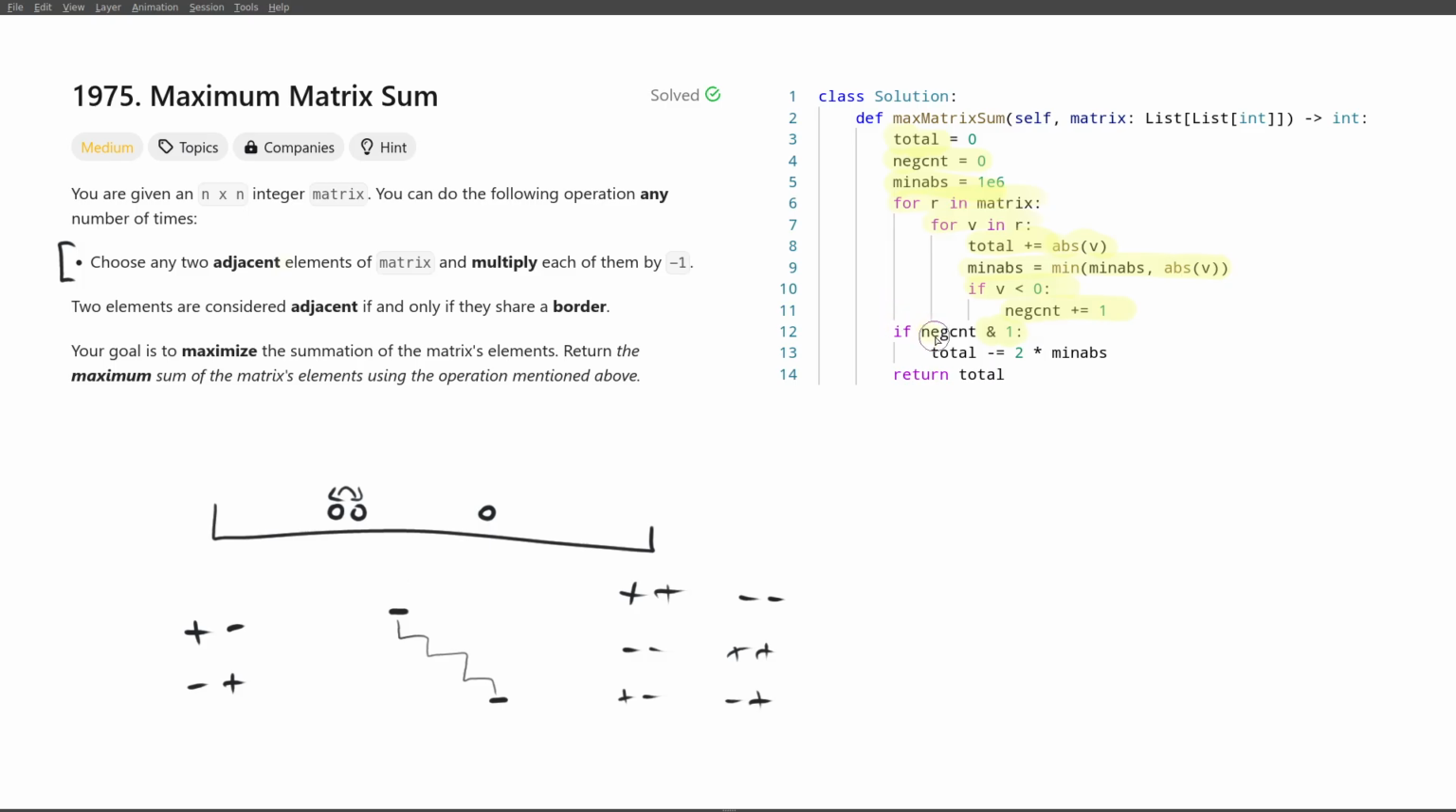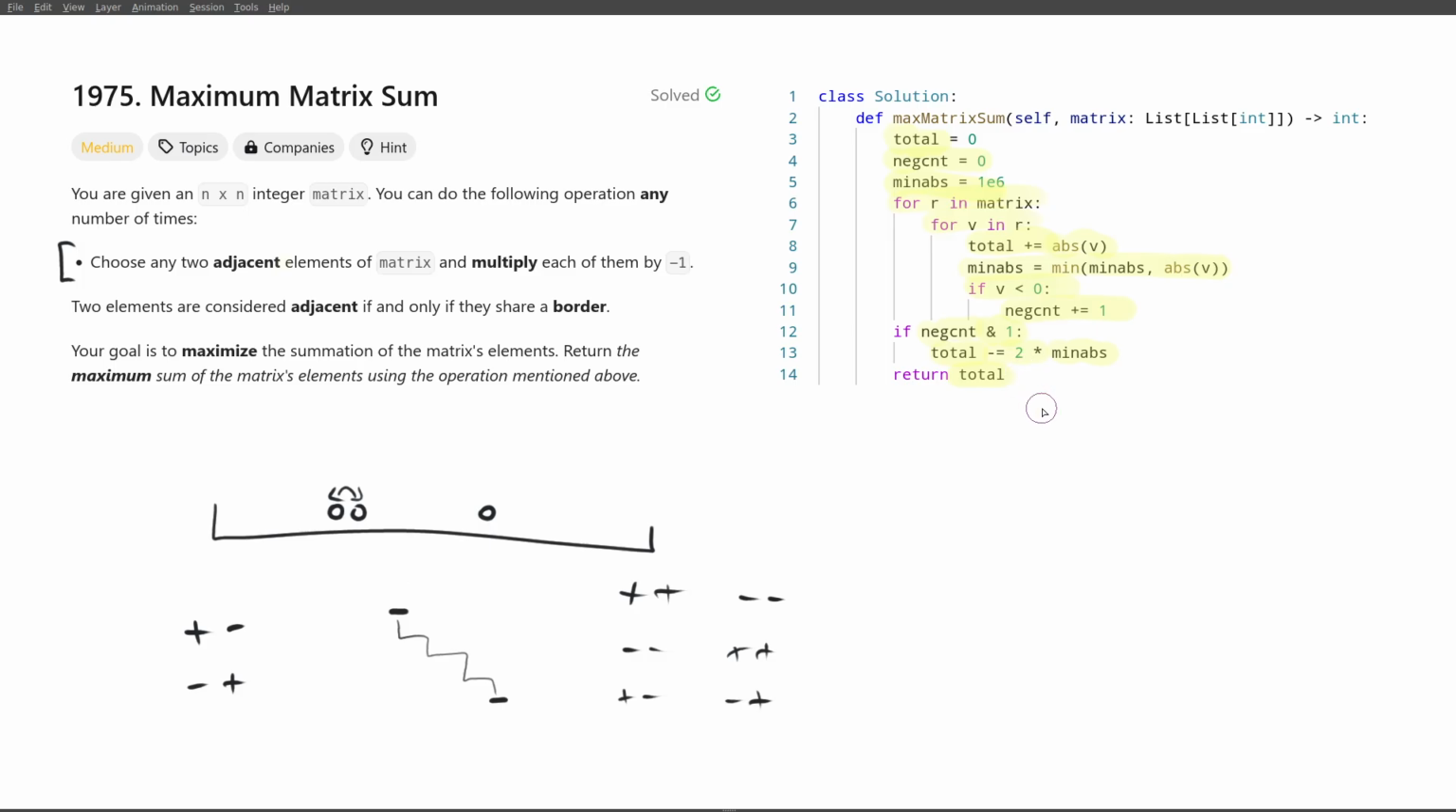And now if the number of negative elements is odd, so we can just end it with a 1. So if this neg count is odd, that means that one number has to get a negative sign at the end, but we choose that number. That number should be the number of minimum absolute value, preferably a 0, and we have to subtract it twice from the total, and we return the total.